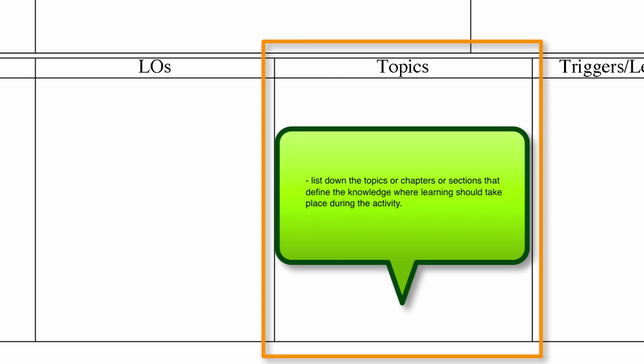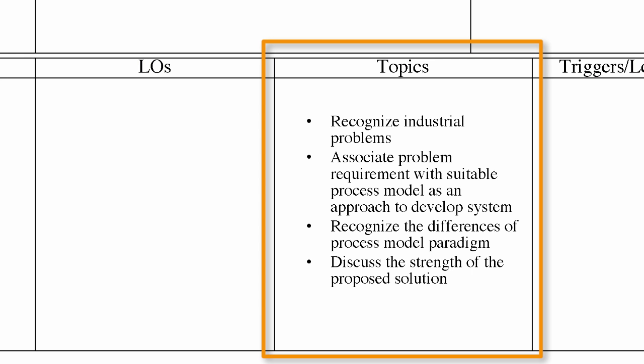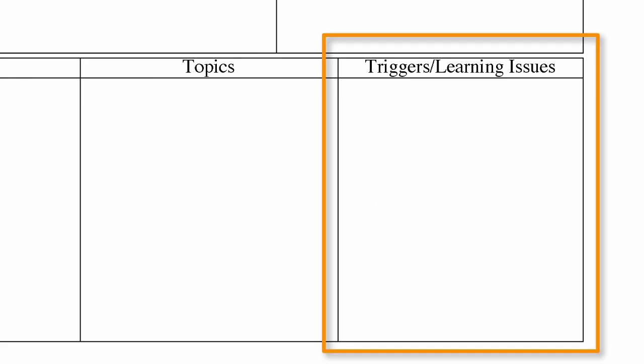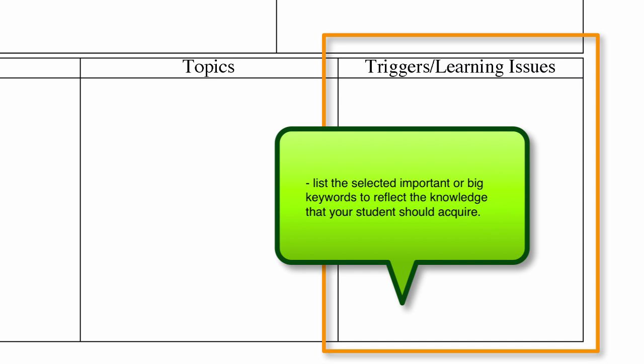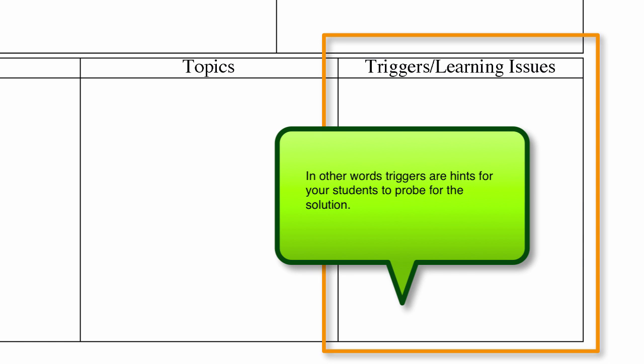In this column, you will need to list down the topics or chapters or sections that define the knowledge where learning should take place during the activity. Let's look at the examples. In the triggers, learning issues column, you will need to list the selected important or big keywords to reflect the knowledge that your students should acquire. In other words, triggers are hints for your students to probe for the solution.